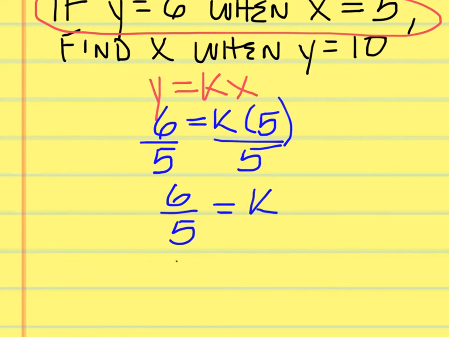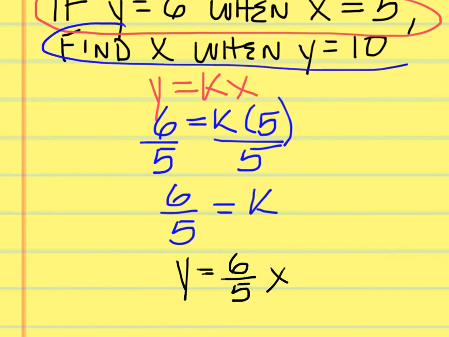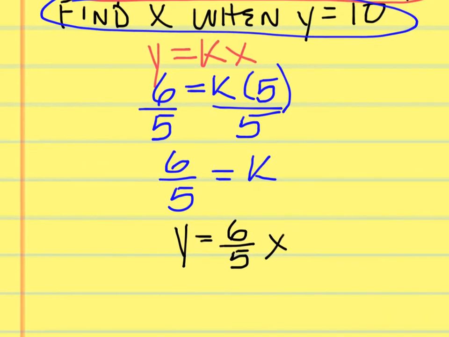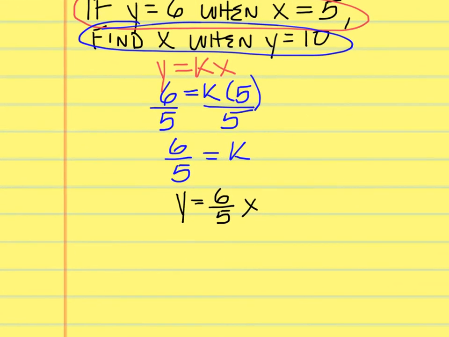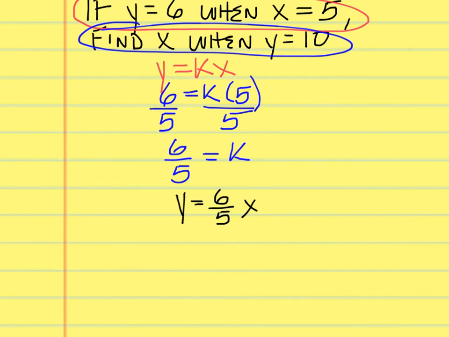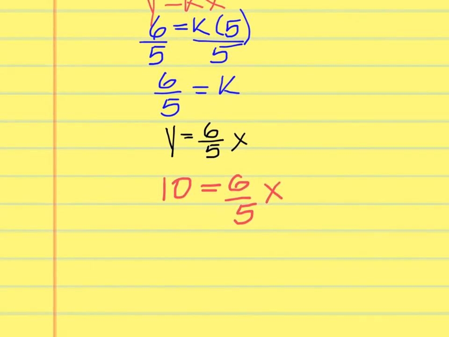And once you do that, you have your general equation. Y equals 6/5 x. Now with that, you can use that equation to solve what it's asking you for. And that is find x when y is 10. So you would plug 10 in to this problem. And we will do so here. Find x, and we know that y is 10. We know that k is 6/5. We're solving for x. So solve the equation.